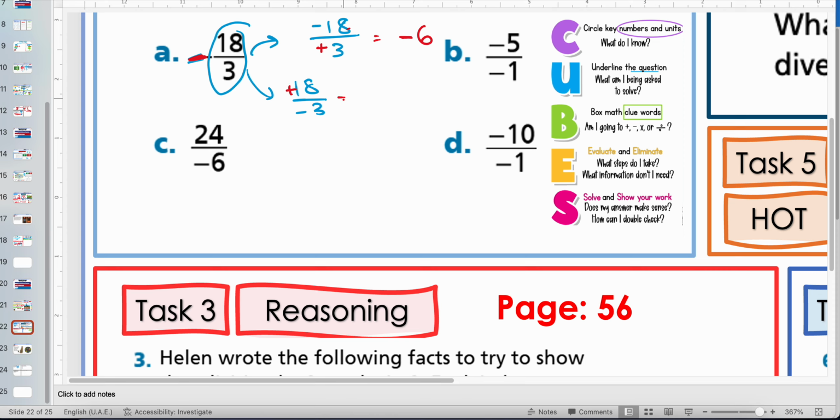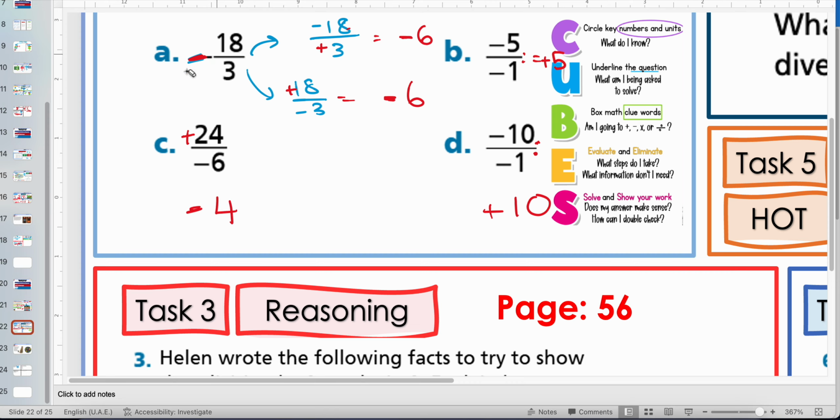18 divided by 3 is 6. Negative with positive is negative. So either way is going to give you negative 6. You can choose any of them. But what if I have negative for both? You're going to divide normally. 5 divided by 1 is 5. Negative with negative is positive. Here, 10 divided by 1, it's 10. Negative with negative is positive. Here, 24 is positive. 24 divided by 6, it's 4. Positive with negative is negative.